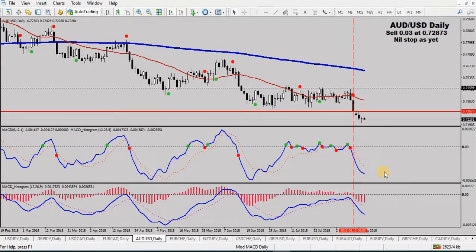The only reason I took a little bit of profit here is I just think this is losing a little bit of momentum, and I just want to take some profit and get the ball rolling, get the trade sort of in action. So I've still got 2/3 of my sell trade in play there. So that's Aussie USD.